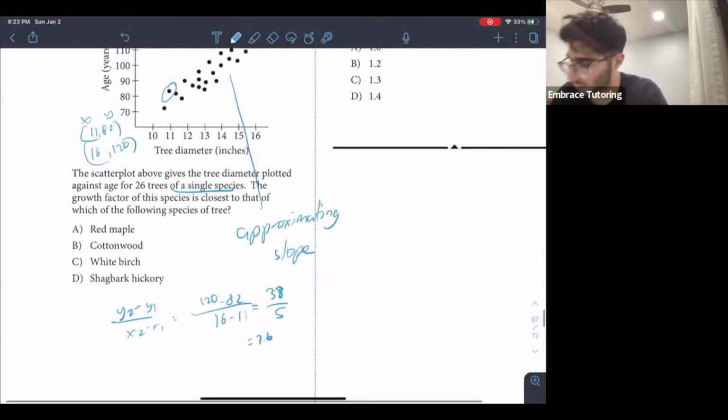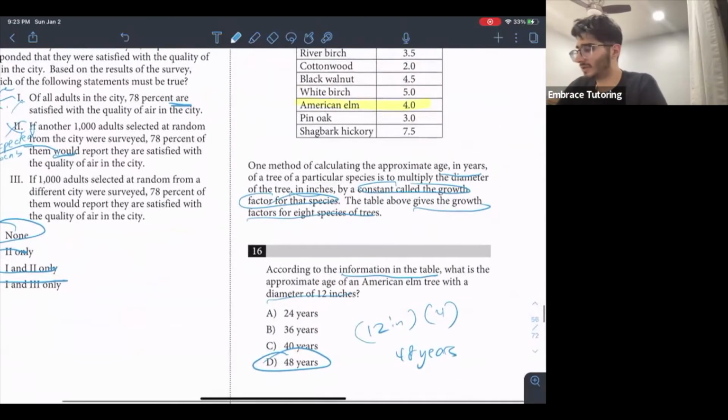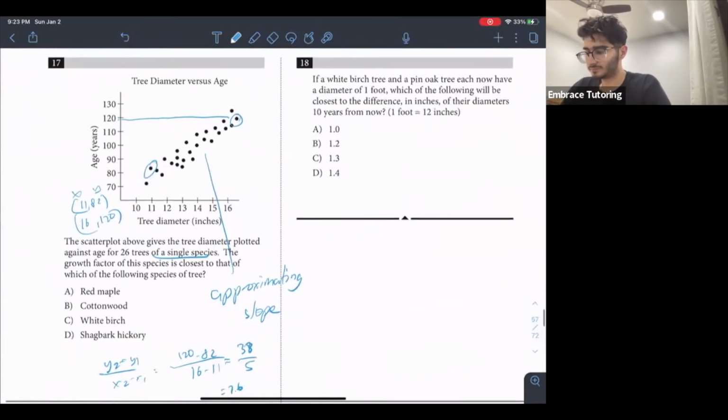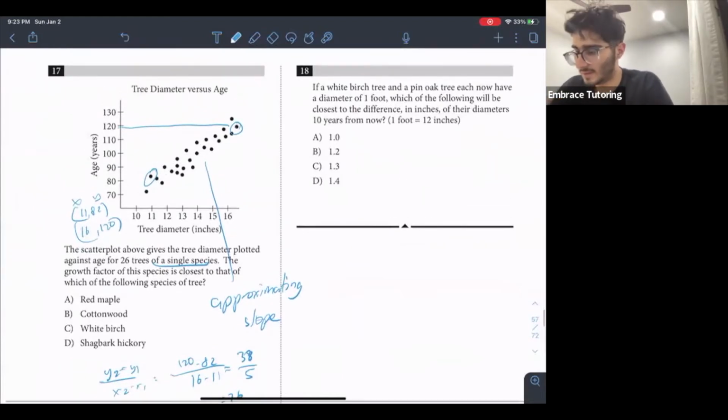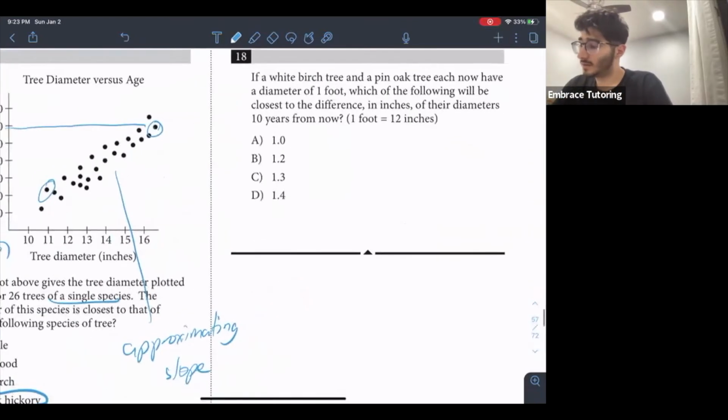And now the growth factor that's closest to 7.6 is shagbark hickory, which is 7.5. And so that is our answer, choice D for 17. So the best way to do this problem would be to just find the slope, using 2 points that are close to numbers you can actually estimate, and then just find the slope.